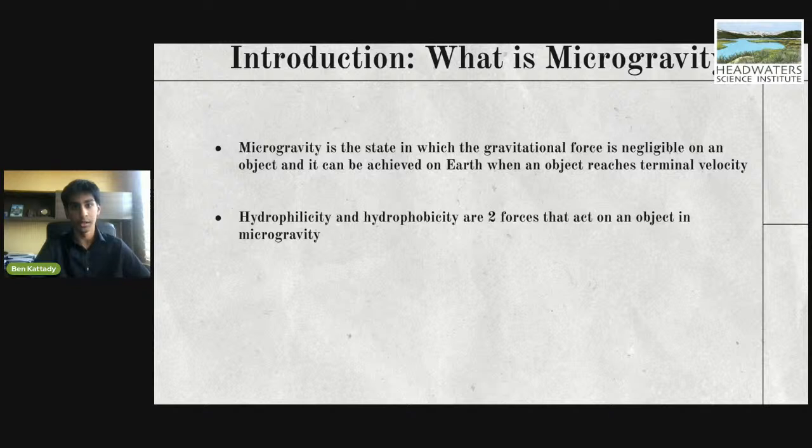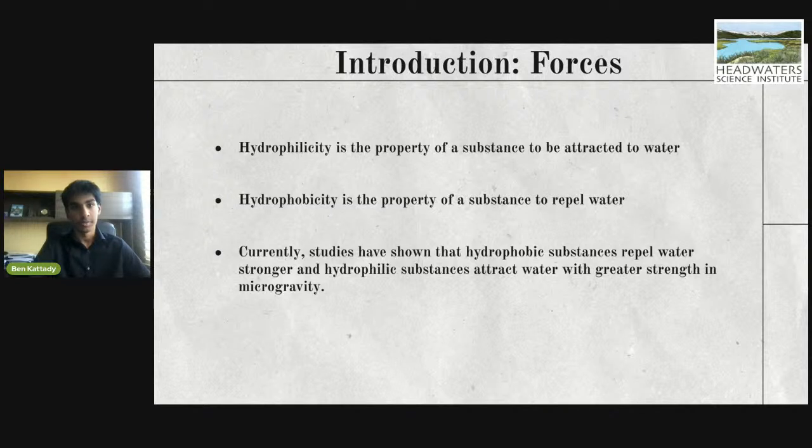Hydrophobicity and hydrophilicity are two different forces that act on an object in microgravity. Hydrophilicity is the property of a substance to be attracted to water. Hydrophilic substances are usually polar, and this means that they usually have unequal charges. This is why they are attracted to water. Hydrophobicity is a property of a substance to repel water. Hydrophobic substances are usually nonpolar, which means they have equal charges, and they repel water due to their equal charges.